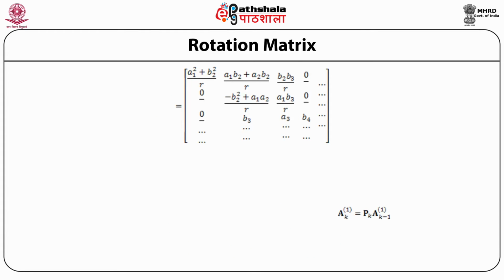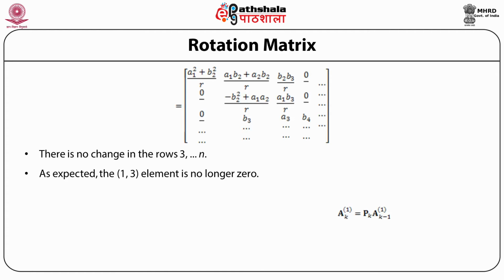The product is a1 square plus b2 square by r, a1 b2 plus a2 b2 by r, b2 b3 by r, 0, 0; minus b2 square plus a1 a2 by r, a1 b3 by r, 0, 0; b3, a3, b4 and so on. There is no change in rows 3 up to n. As expected, the (1,3) element is no longer 0. We follow the same procedure for P3, P4 up to Pn.